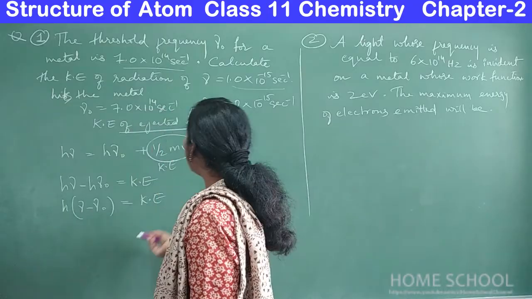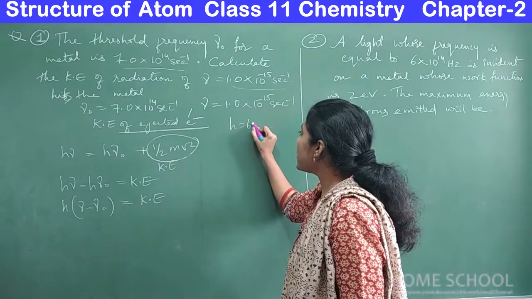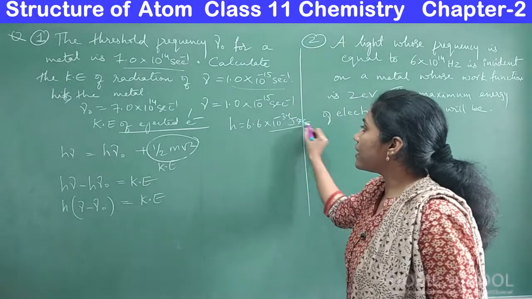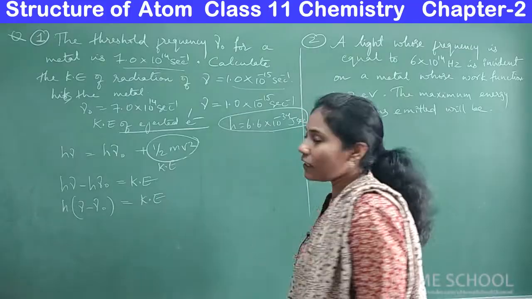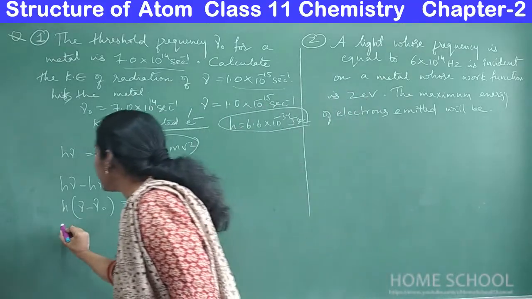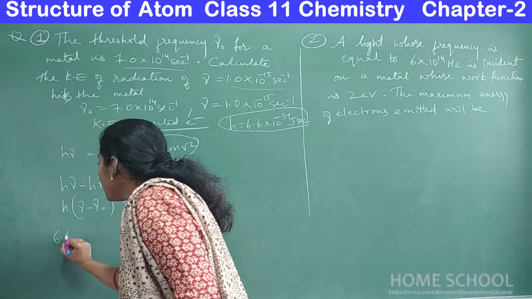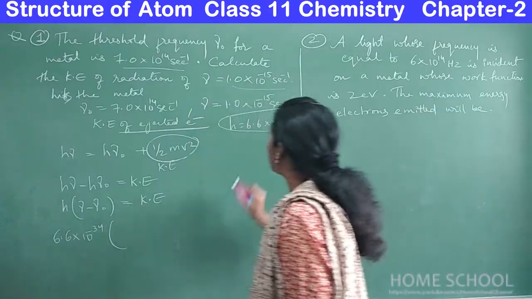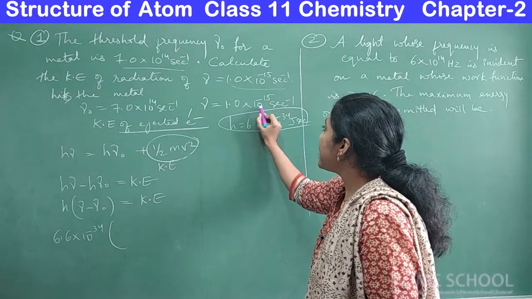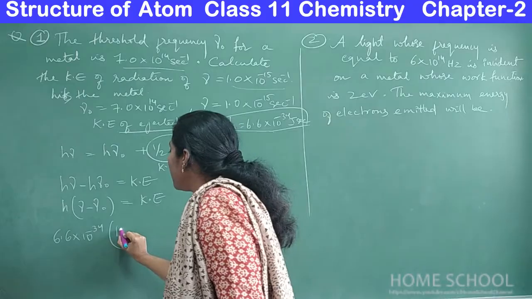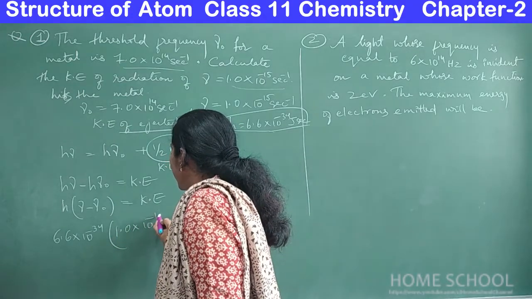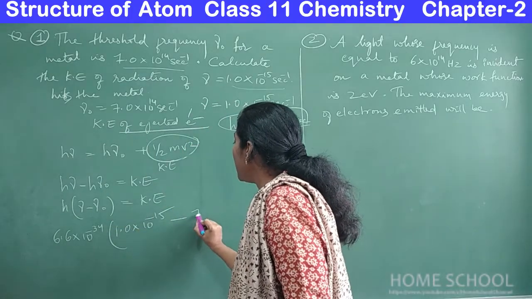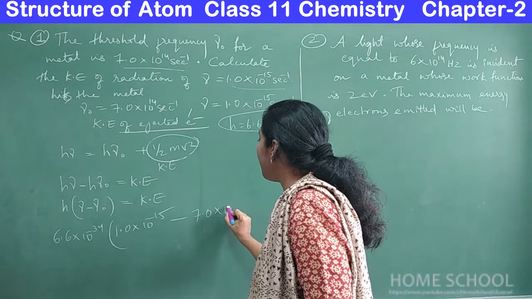So the h value we all know, right? h value is equal to 6.6 into 10 power minus 34 joule seconds. This is Planck's constant's value that you need to remember. So put that value here, 6.6 into 10 power minus 34 into nu minus nu naught. Okay, so what is nu? 1.0 into 10 power 15, right? Minus, what is nu naught? 7.0 into 10 power 14.